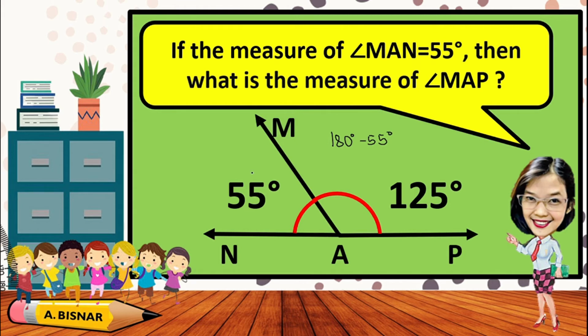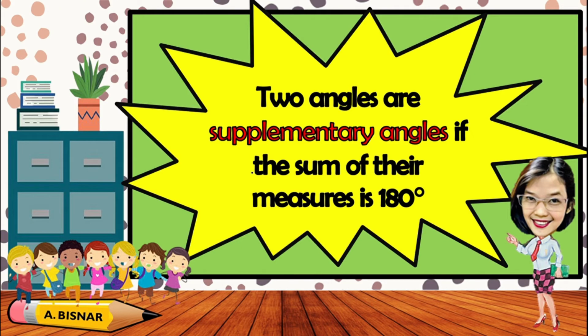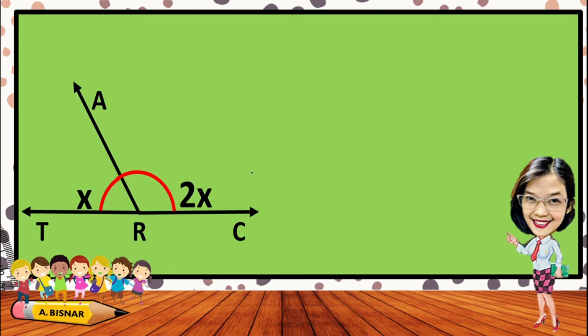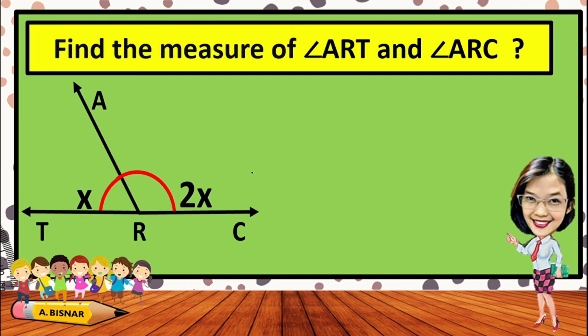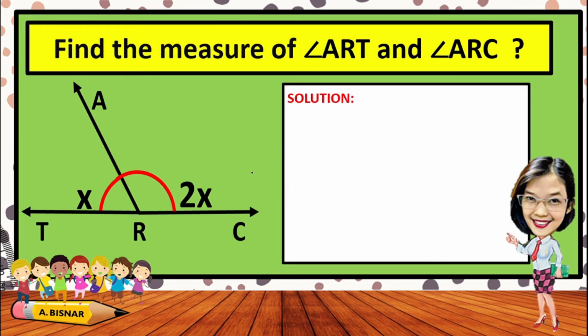Well, these examples are all about supplementary angles. And so, if we define this, two angles are supplementary angles if the sum of their measures is 180 degrees. So let's try to give other examples. Say we have this. Find the measure of angle ART and angle ARC.